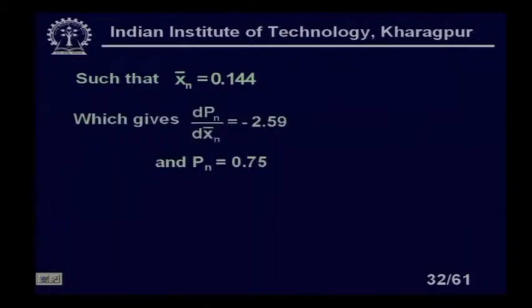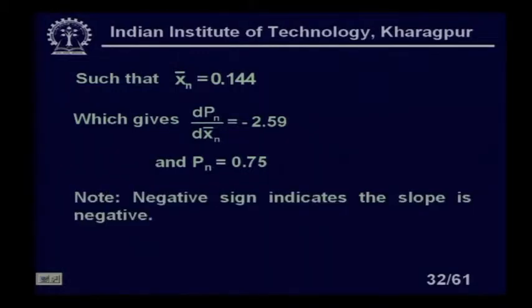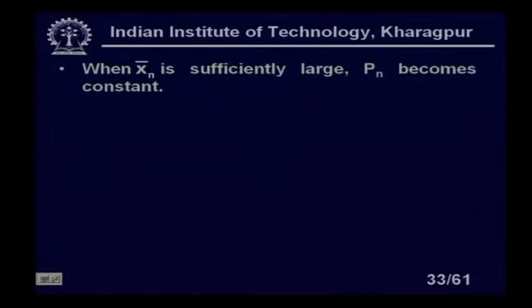So, which gives d p n by d x n bar equal to minus 2.59, and this minus sign signifies that the slope is negative. That we have seen from the graph, the slope is negative, and p n equal to 0.75. Negative sign indicates the slope is negative. When x n bar is sufficiently large, p n becomes constant. That we have seen, it is a constant, right?